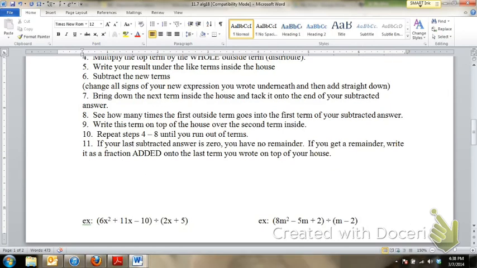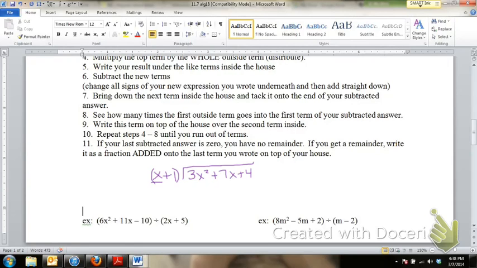There we go. Okay, so now let's set it up. Inside the house goes 3x squared plus 7x plus 4, and on the outside of the house goes x plus 1. Now, I'm going to put it in parentheses, but I am still going to look at just the first term. So x and 3x squared. What do I have to multiply x by to get 3x squared? Well, I have to multiply it by 3, and I need another x.